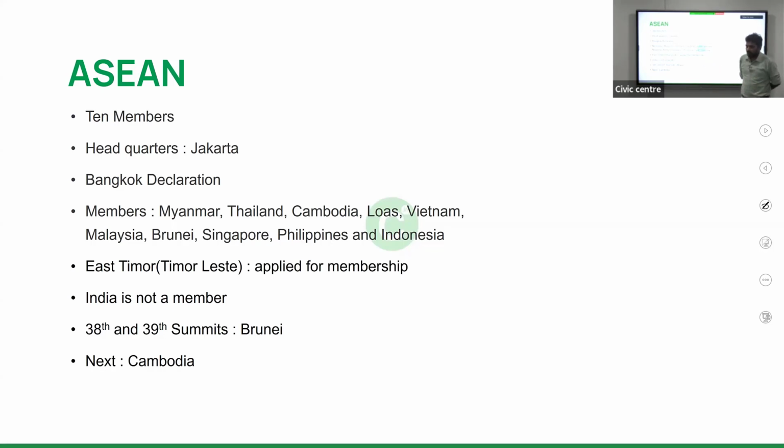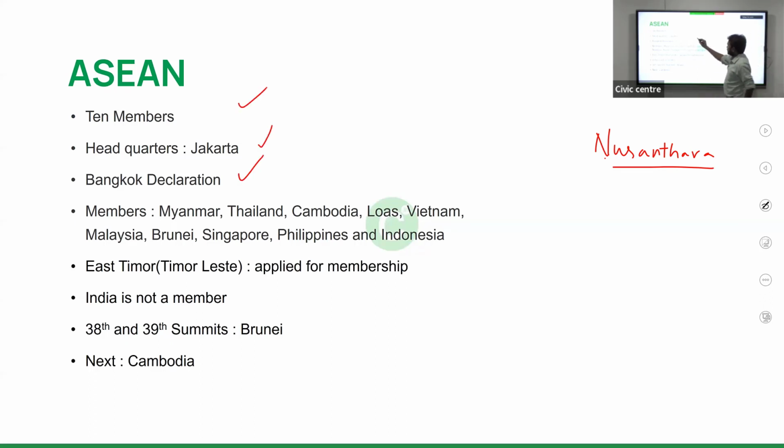Don't confuse, ASEAN is mainly based on the Bangkok Declaration. India is not a member. What's the capital city of Indonesia? Nusantara. Clear? Bangkok Declaration, Jakarta, 10 members, India is not a member.